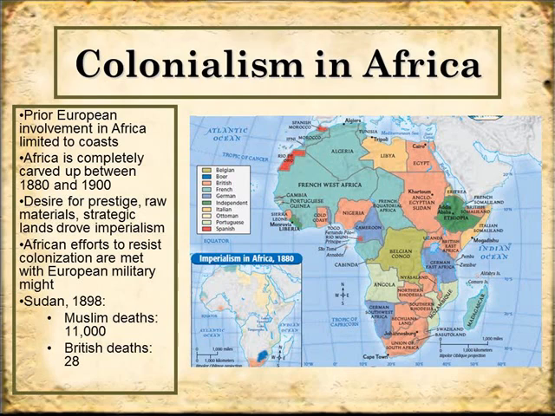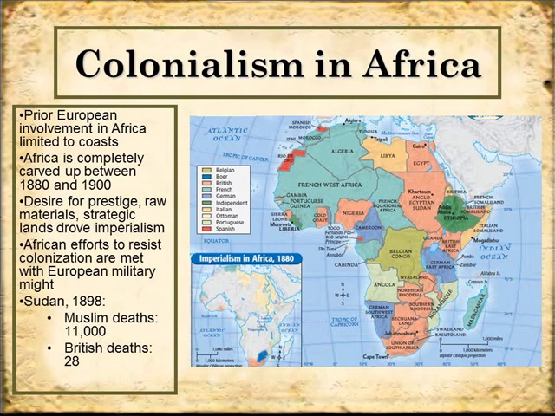Colonialization in Africa. Please look at the map to the right as I read the information on the left. Prior European involvement in Africa was limited to coasts, basically because there were different diseases that people would get as they entered into Africa, one of which would kill the horses, so they were unable to travel all the way into the center. Africa is completely carved up between 1880 and 1900.